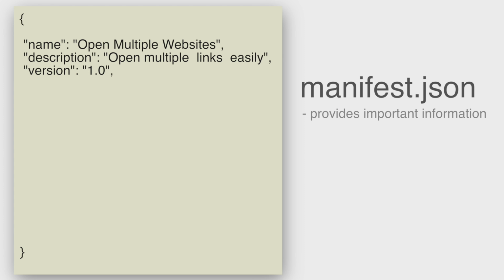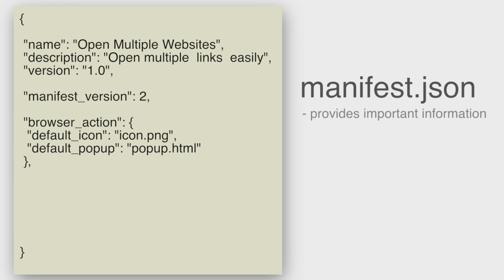So start by writing opening and closing curly braces. Then write the name, description and version of your Chrome extension. Then write the Chrome manifest version. Apparently we are using 2. In the browser action field, enter the name of the icon and the pop-up file. You can give any name you want, but Google recommends that you use simple names like icon.png and popup.html just to make sure that your code is more readable. And then write the permissions that your extension requires.